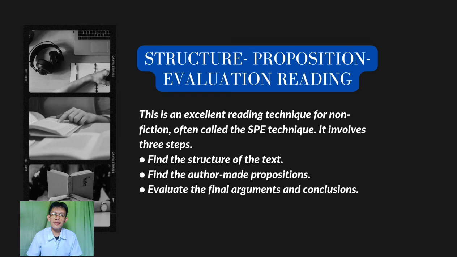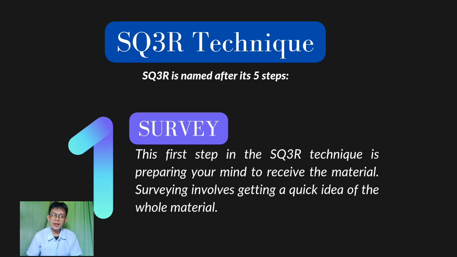So look at the text's conclusion and determine whether the statements of the texts actually lead to that conclusion. So it's also like seeking or looking for connection, whether the information in that text are fit or are combined, or if they relate to one another. The seventh technique is the SQ3R technique. So it is named after its 5 steps, which are survey, question, read, recite, and review.